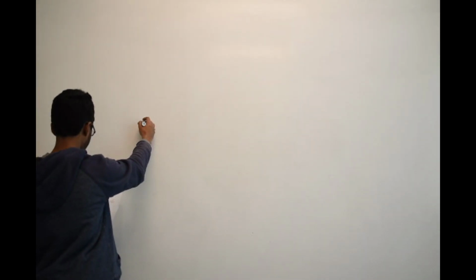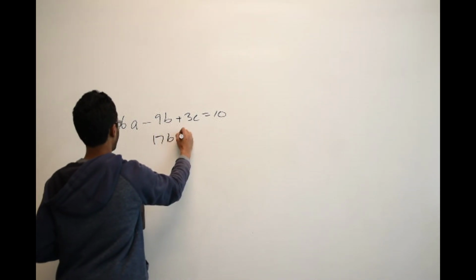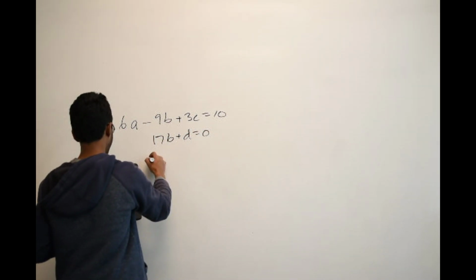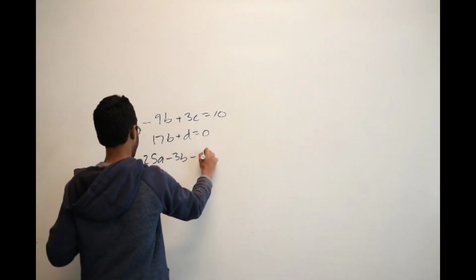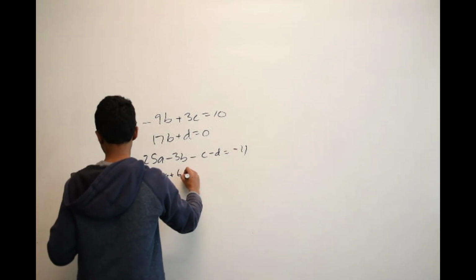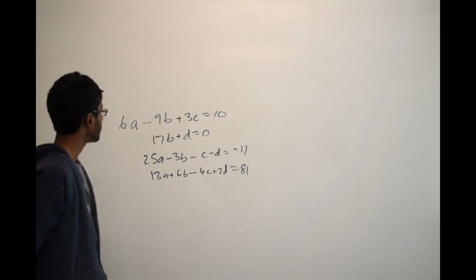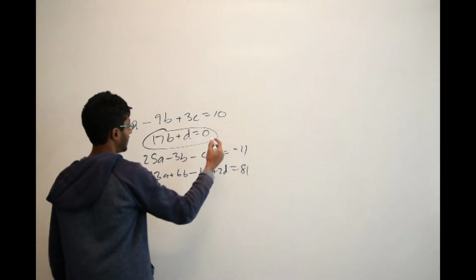Okay, so the first thing you can do is multiply all these equations and clear the denominators. So when you do that, you're gonna get 6a minus 9b plus 3c equals 10, 17b plus d equals 0, 25a minus 3b minus c minus d equals negative 11, 13a plus 6b minus 4c plus 2d equals 81. Okay, so the first thing is we can use this equation to eliminate d.